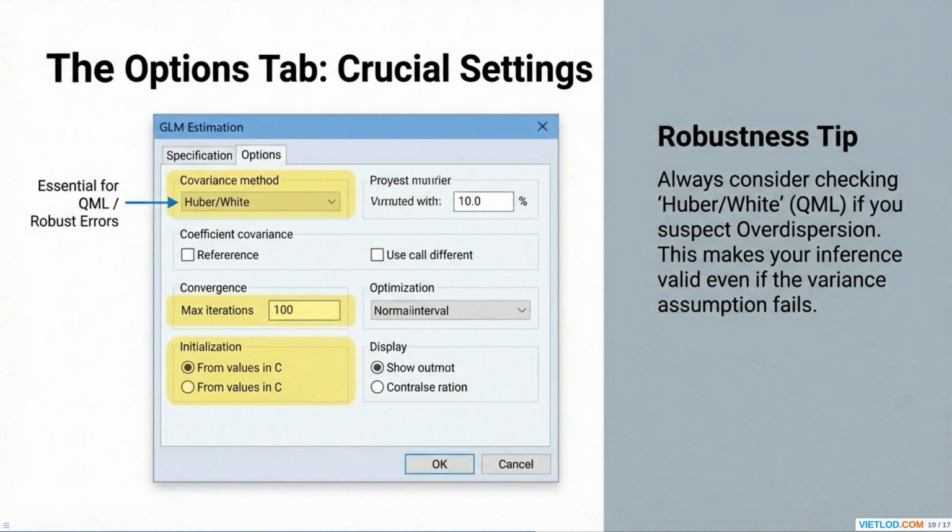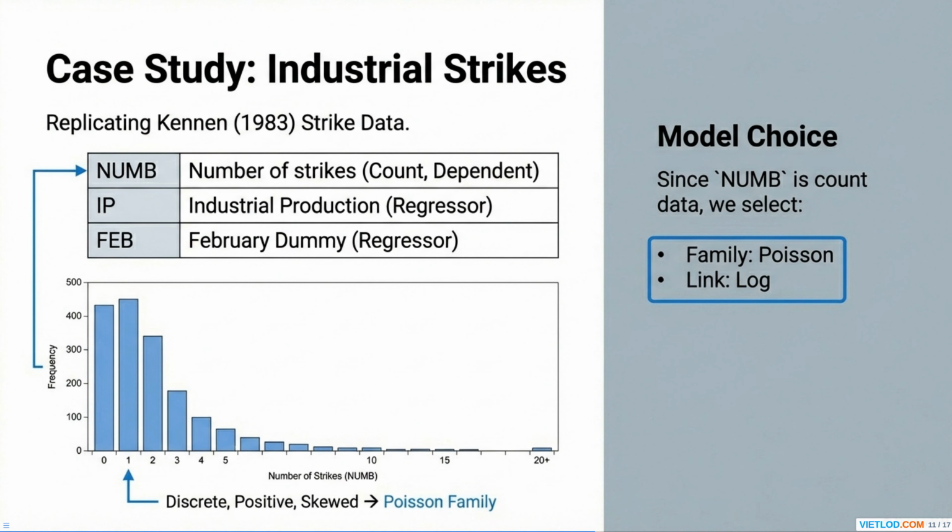As highlighted by the robustness tip, you should always consider checking Huber-White if you suspect overdispersion, a common issue in GLMs, especially with Poisson models where the mean-variance assumption might be violated. Using Huber-White makes your statistical inference valid even if the variance assumption fails, giving you greater confidence in your p-values and significance. Other important settings on this tab include max iterations for convergence, which can be adjusted if your model struggles to find a stable solution, and initialization, allowing you to set starting values for the estimation process.